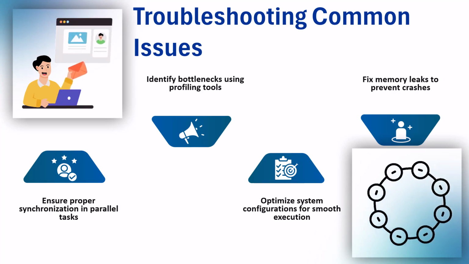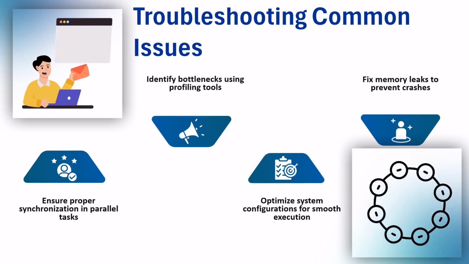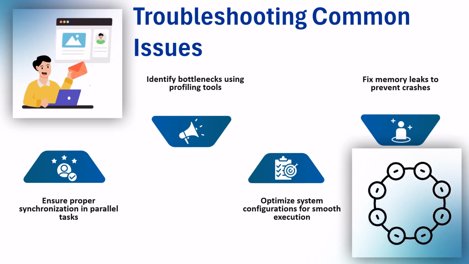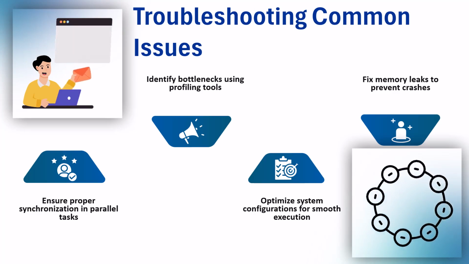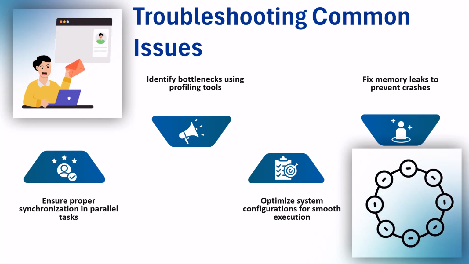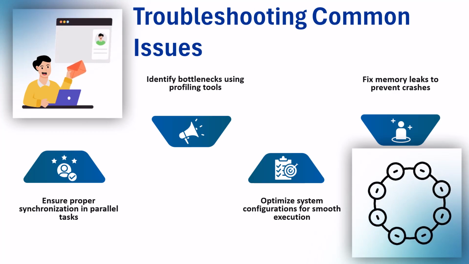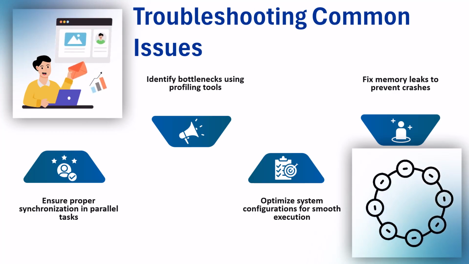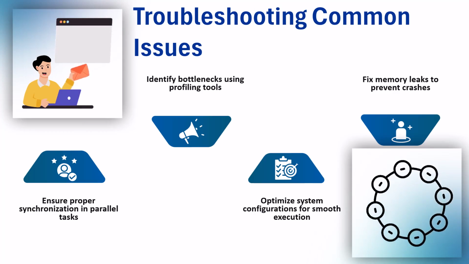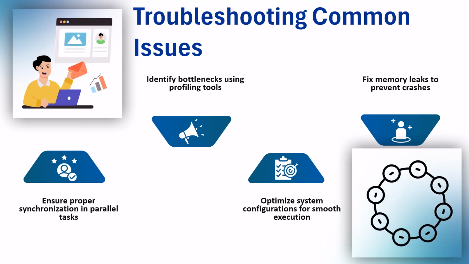Troubleshooting is like detective work. You find bottlenecks, patch memory leaks, and ensure tasks play nice in parallel. Synchronization issues. That's your system arguing over who gets to go first, and tweaking configurations. That's like adjusting your chair to get the perfect posture. Small changes make a big difference.